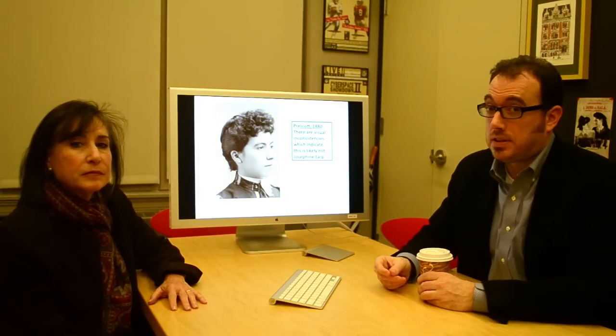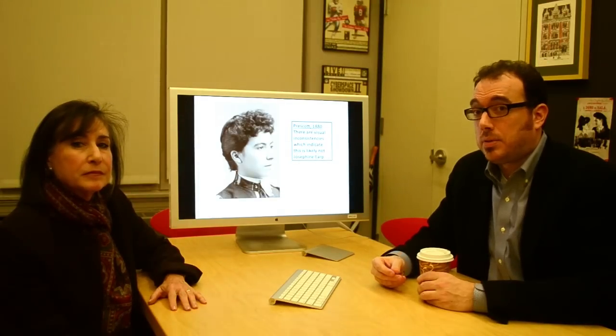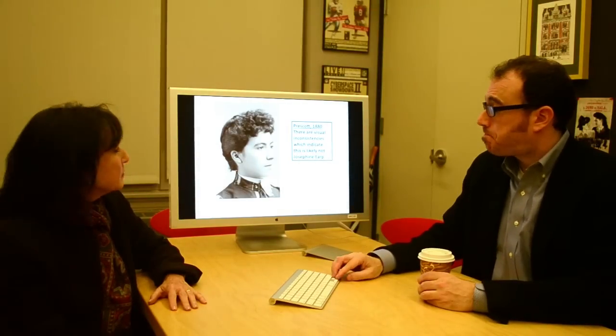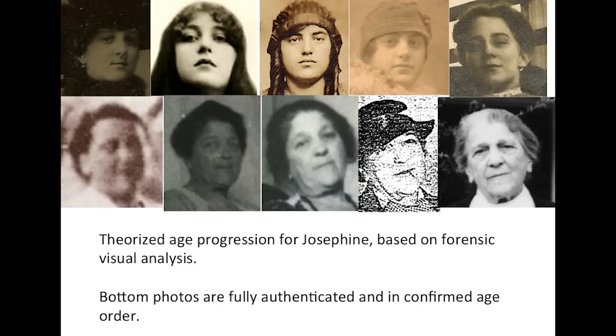Because this photograph is heavily circulated as being Josephine Earp. There are just too many inconsistencies for me to say that it's her. We created an age progression, actually, for you to look at and to sort of ponder, ranging from as early as 1877 all the way to 1940, maybe. Okay, so we're talking about close to a 60-year time span.